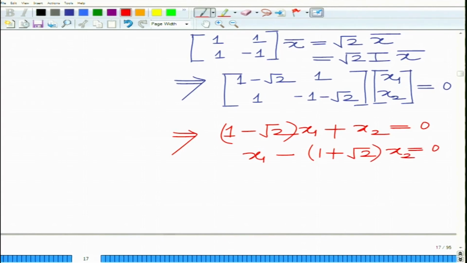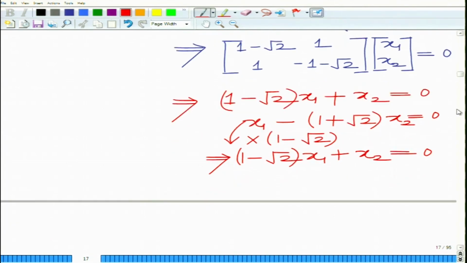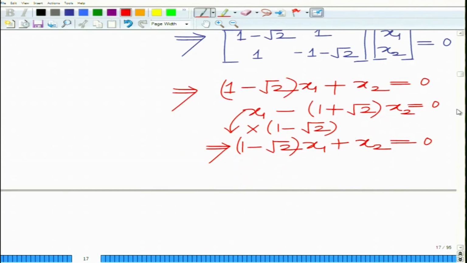Now, this equation, if you multiply by 1 minus square root of 2, you will realize that you get again the same equation. So, this will be 1 minus square root of 2 into x1 minus 1 plus square root of 2 into 1 minus square root of 2. So, this is minus of minus 1, so that is plus 1 plus x2 equal to 0. So, this implies that basically the first and the second equation are identical, alright.